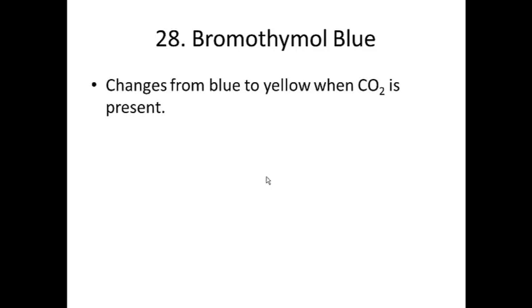Bromothymol blue, also known as BTB, is what we call an indicator. Indicators are used to detect the pH of a solution. Now, if we add carbon dioxide to water, we form carbonic acid, making the water more acidic and changing the pH. So, bromothymol blue changes from blue to yellow when carbon dioxide is added because we form that acidic solution.